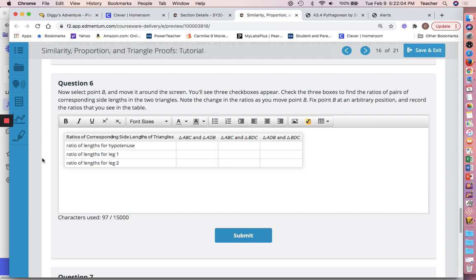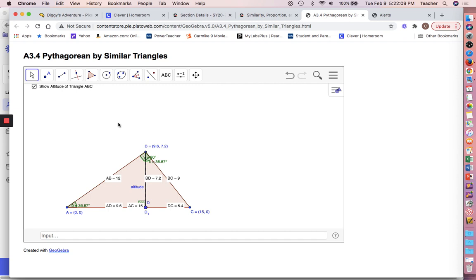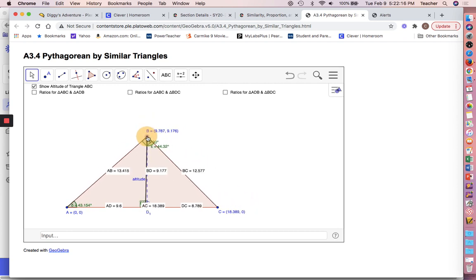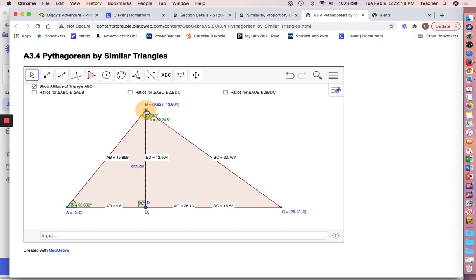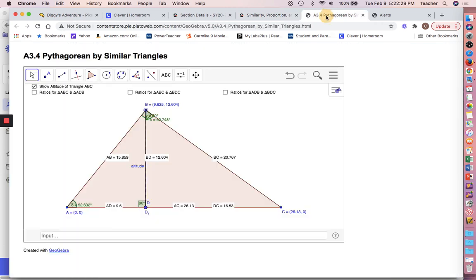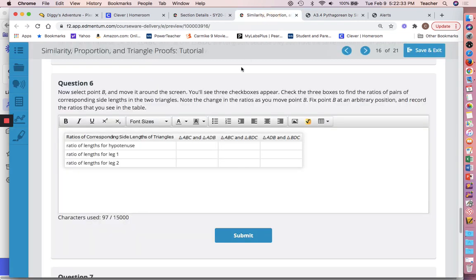Okay. Well, let's see. Now select point B and move it around the screen. Fine. Move B. Oh, C moves with it. And all my little stuff changes. Interesting. All right, I want to keep my altitude the altitude. All right, you'll see 3 check boxes appear. Did I see 3 check boxes appear? Yes, they did. Check the 3 boxes to find the ratios of pair of corresponding sides in the 2 triangles.